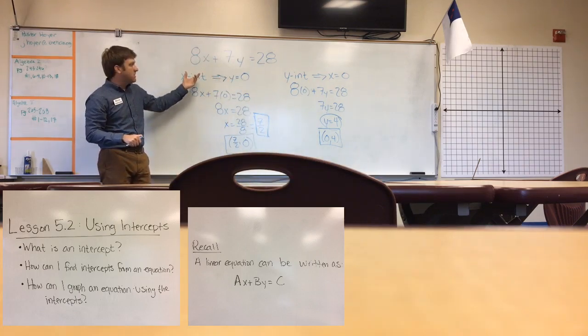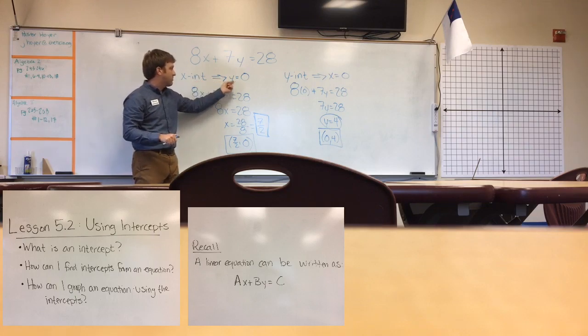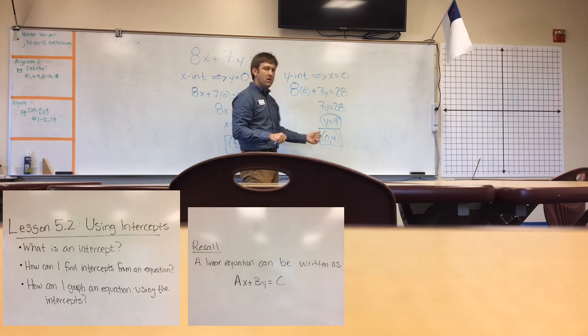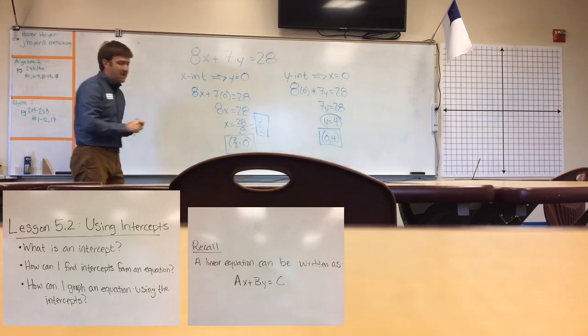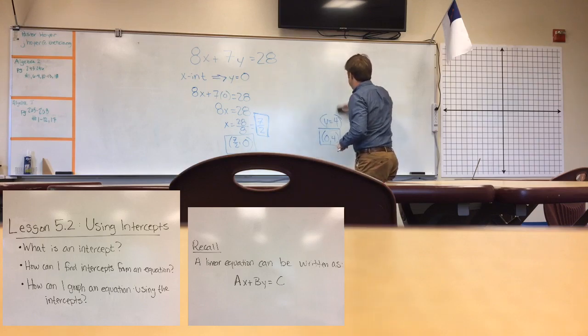You just begin with the equation and plug in 0 for the opposite variable. So for the x-intercept, I plug in 0 for y and solve for x. To find the y-intercept, I plug in 0 for x and solve for y. Okay? So make sure you have this copied down, and then I want you all to try one on your own.